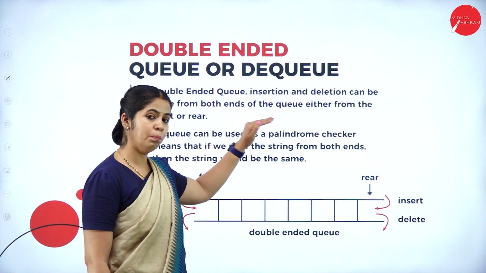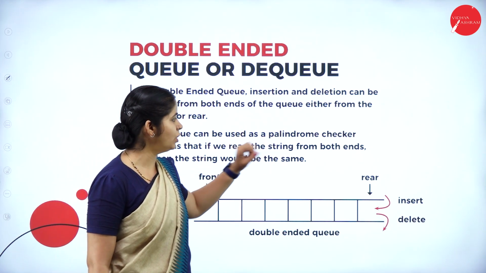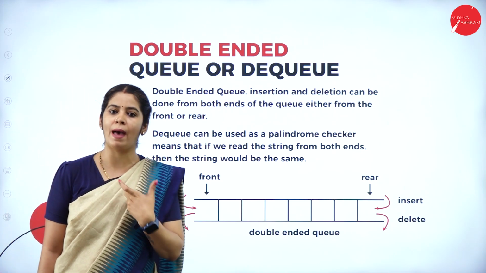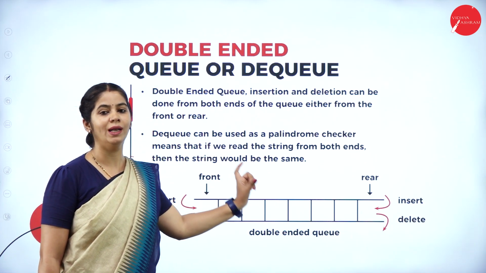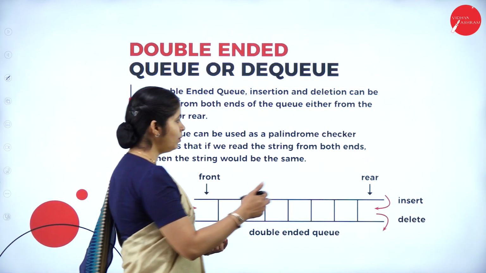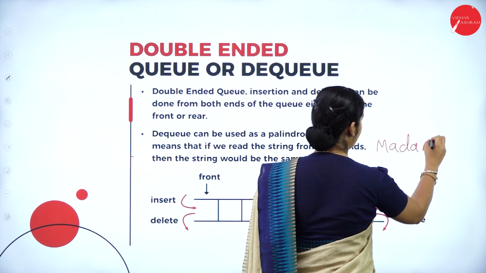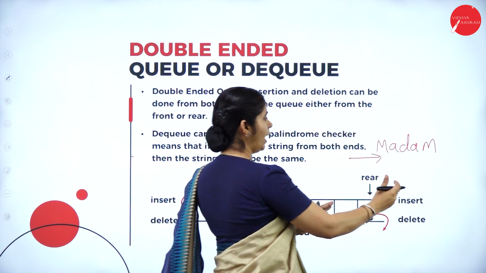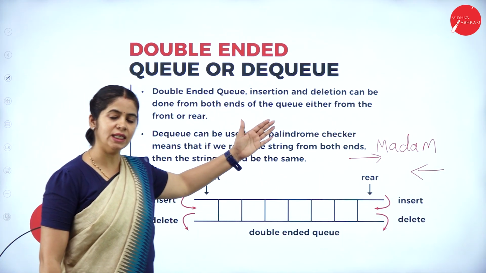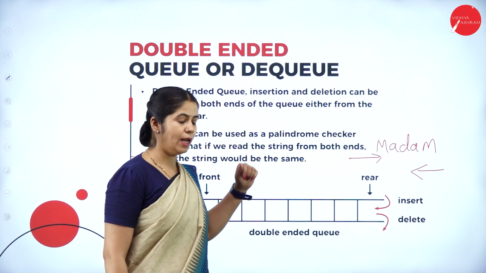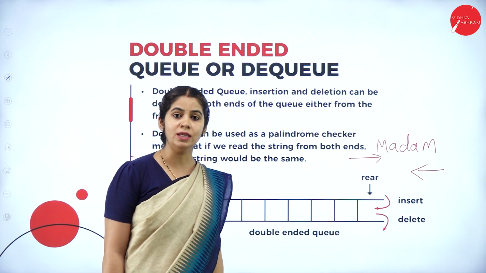DEQ can be used in searching for a palindrome, whether the given string is a palindrome or not. It means that if we read the string from both ends, it has to be the same string. For example, what is an example of a palindrome? Madam. M-A-D-A-M. If you read from left to right, it is madam. If you read from right to left, also it is madam. Such strings are called palindromes. We use this type of DEQ when we are searching for palindrome strings.